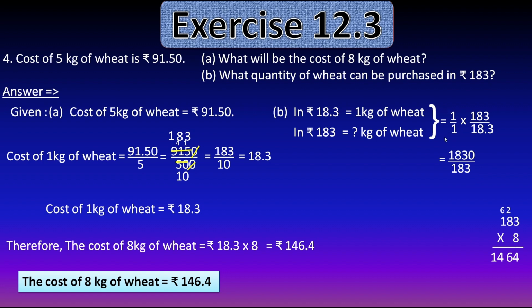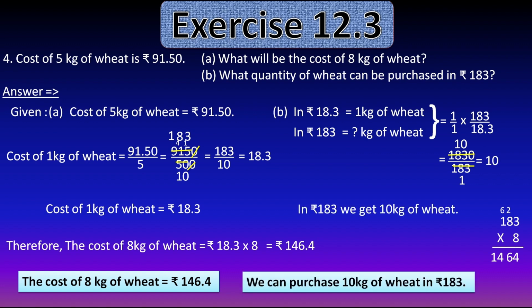Okay, now here 183 is there and above it 1830. So we can directly cut by 183. 183 ones are 183 and 183 tens are 1830. So I got the answer as 10. Therefore, in rupees 183 we get 10 kg of wheat. Okay. So this is the answer for B.